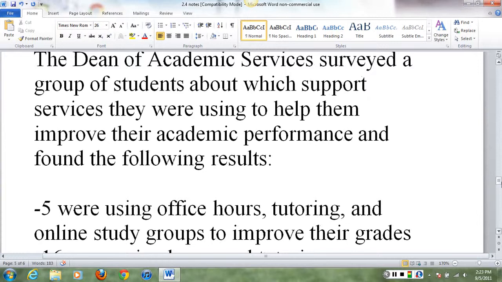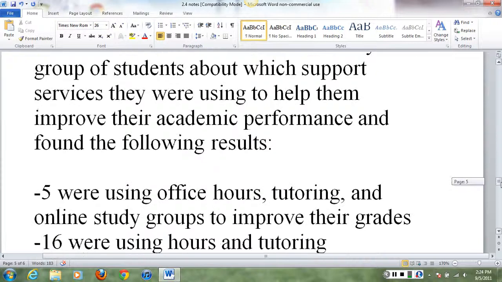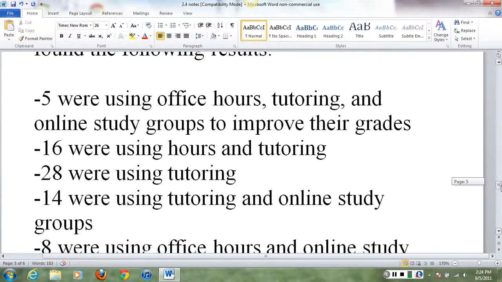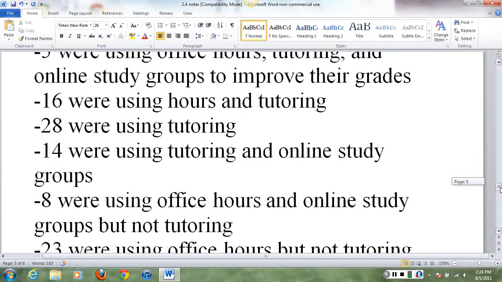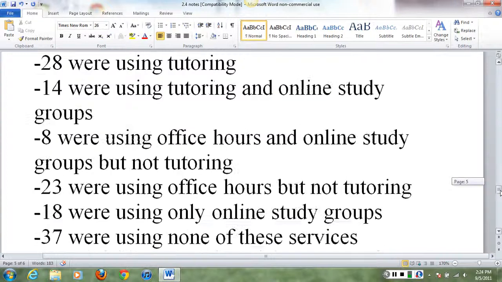Finally, we have a word problem, which is essentially the same thing. This time it's the same problem as what we just did, except now we're given information in terms of words. We have to interpret this. The dean of academic students surveyed a group of students about which support services they were using to help them improve their academic performance, and they found this. 5 were using office hours, tutoring, and online study groups. 16 were using office hours and tutoring. 28 were using tutoring. 14 were using tutoring and online study, and so on and so forth.